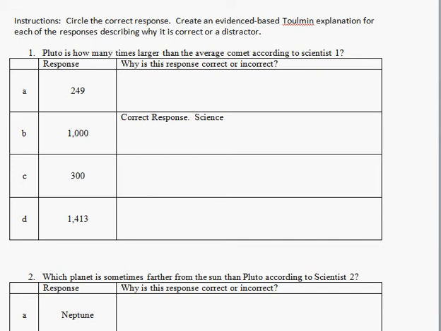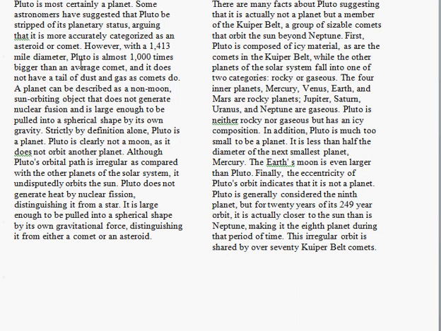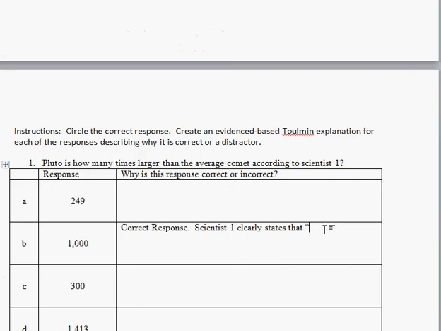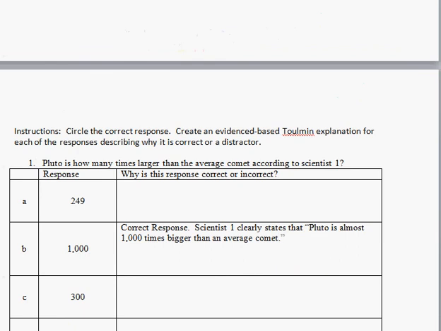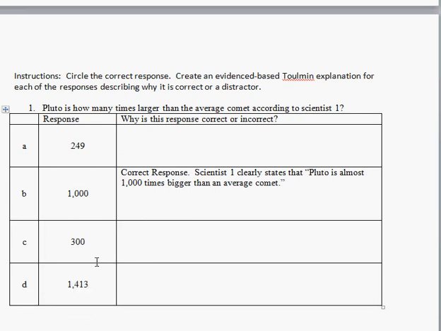Scientist 1 clearly states that, and I'm going to quote what he says here as the evidence. And clearly stating Pluto is almost 1,000 times bigger than the average comet. None of the other choices are even close to that, so that must be the correct response.